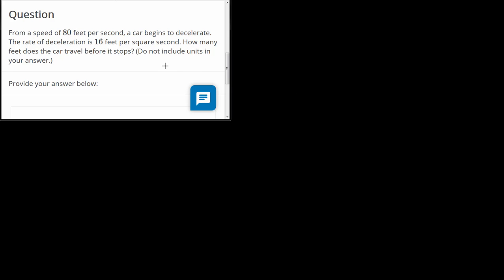When I read this problem, it tells me I know the deceleration. I know the rate of deceleration. So I'm going to write that as a function. I know the acceleration function. The acceleration is a function of t. And whenever you use a variable, you need to be clear on what that variable represents. So a is a variable, and a represents the acceleration of the car.